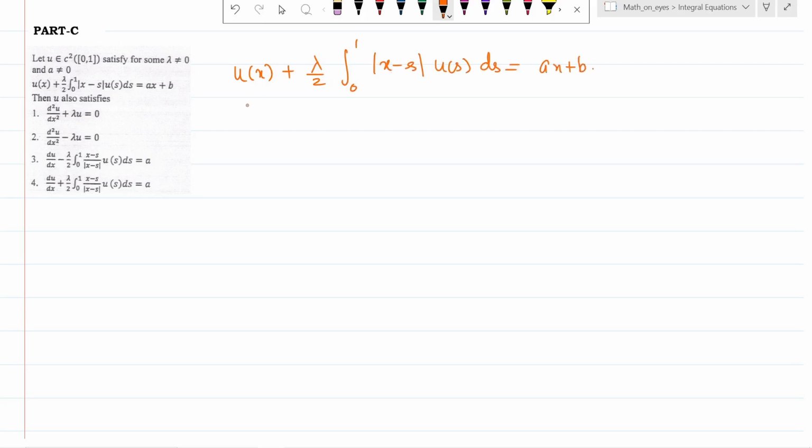Again the same Leibnitz rule only. We have to take the differentiation, first derivative and second derivative. That is what is given in the option. Now we will go with the first derivative. Before moving on to the derivative, we have to eliminate this modulus, right?